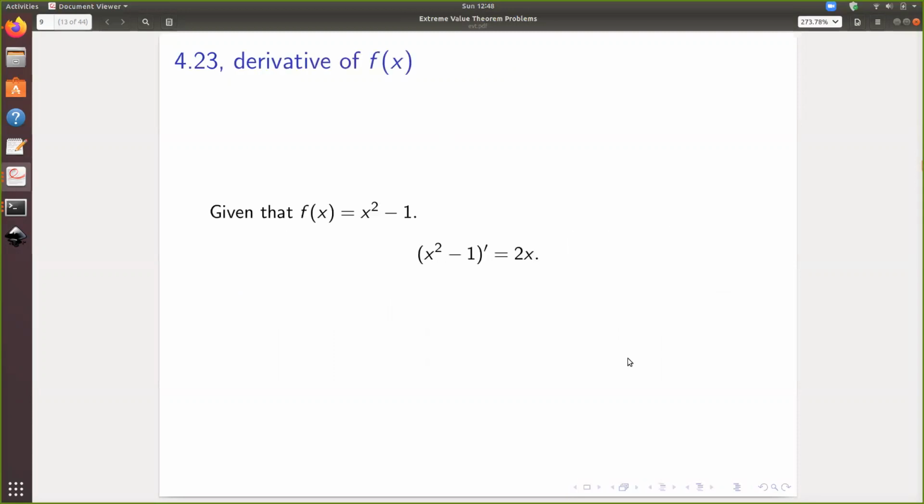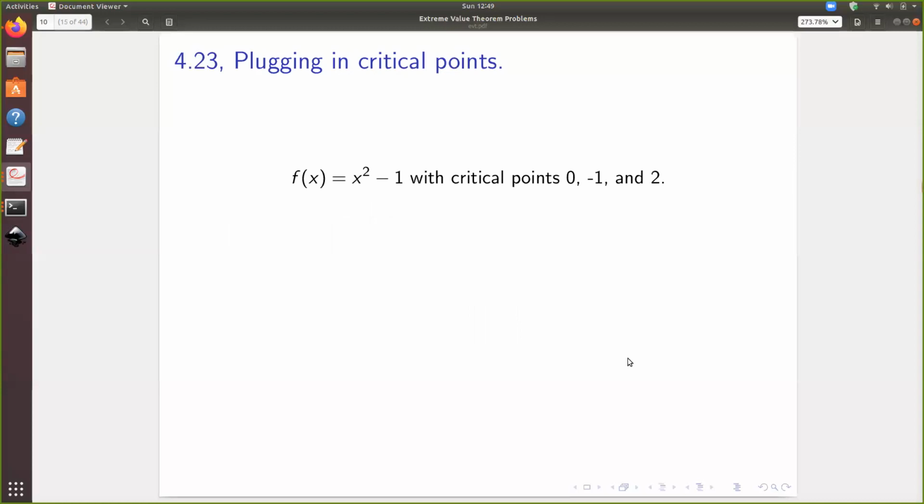So given that f of x is equal to x squared minus 1, we take the derivative, very easy derivative, probably the second derivative you ever did, which is 2x. So set that equal to 0, divide by 2, we get x equals 0, our critical point. So taking our endpoints and what we found, we have f of x equals x squared minus 1 with points 0, -1, and 2. And we're going to plug them in.